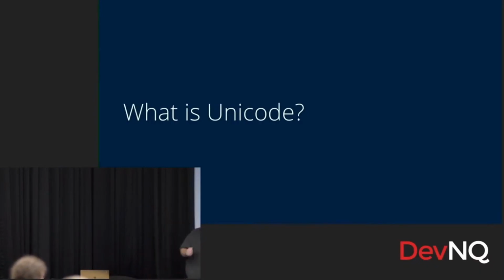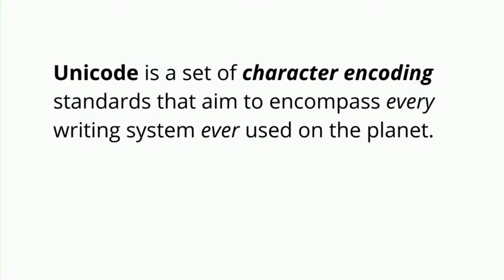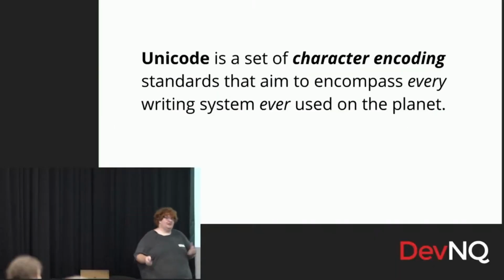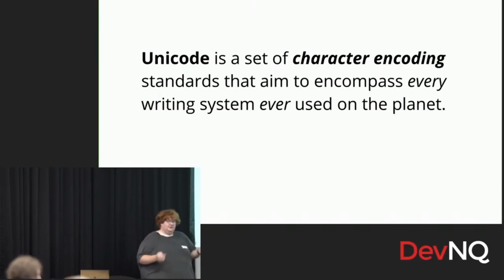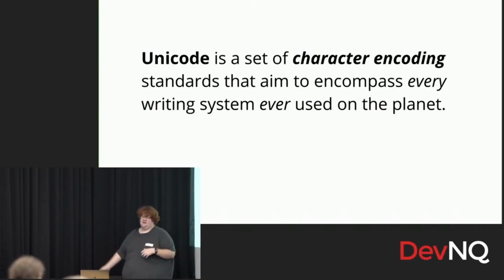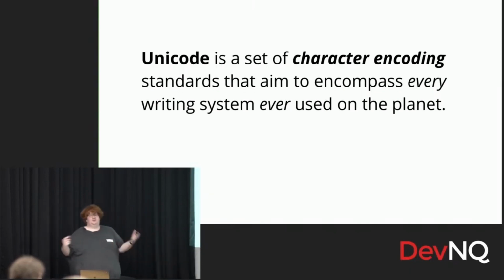So, what is Unicode? Unicode is a set of character encodings that aim to encompass every writing system used on the planet. And I use the phrase writing system because it's not about encoding languages, it's about encoding the scripts that people write their languages in. And there's a lot of cases where multiple languages use the same script. For example, Farsi and different Arabic languages use the Arabic script. And a lot of European languages use Latin or Latin-derived alphabets.